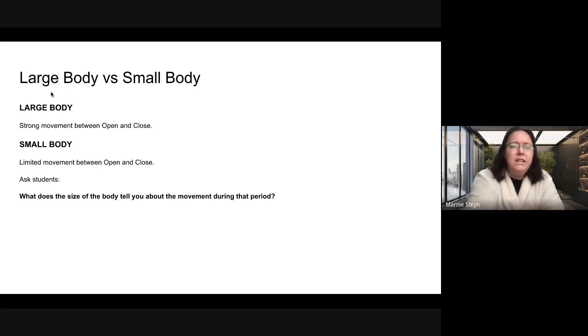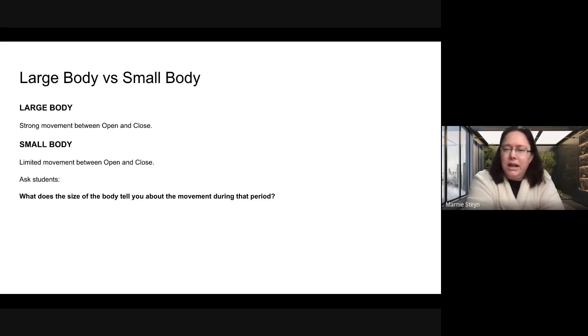What is the difference between a large body versus a small body? A large body in a candle means that there's a strong movement between the open and the closing price. The larger the body, the more momentum there was in that specific candle. Small bodies mean limited movement between the open and the close. So what does the size of the body tell you about the movement during that period?